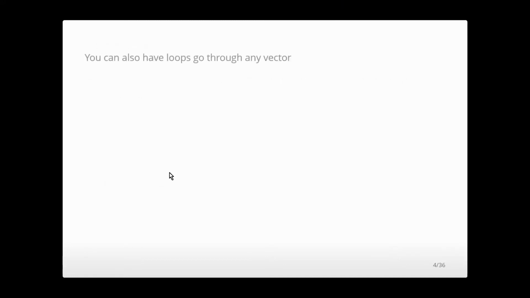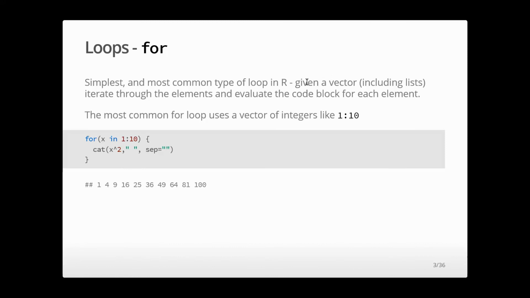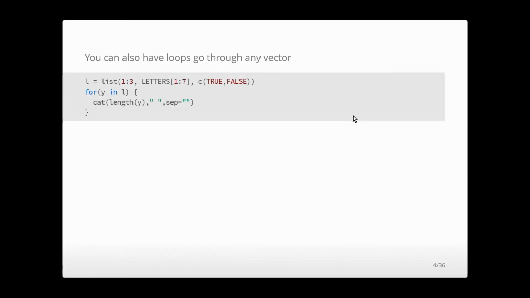So you can give it any kind of vector, including a list, and it'll iterate through the elements in that vector. Most commonly we give it a vector of integers, like 1 through 100 or 1 through 1,000. But the vector that you give it could be a list. So here I have L, a list. I have 3 things: 1 through 3 letters, 1 through 7, and then a true false thing. And here I'm asking it to cat the length of y, so it's saying for y in L.